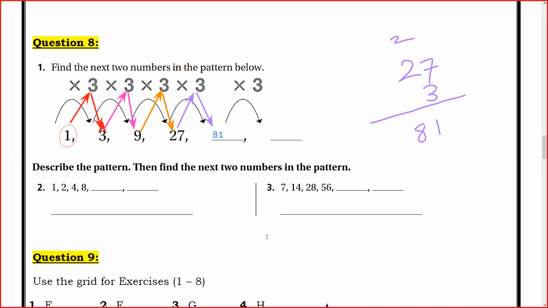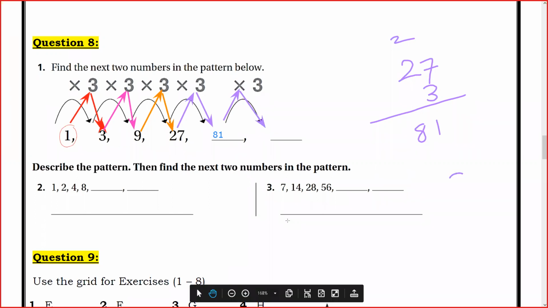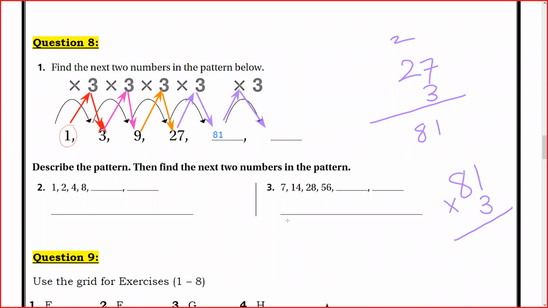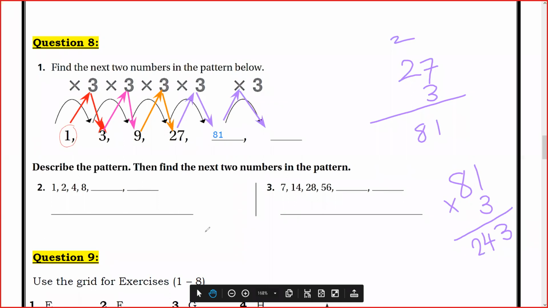Now then, 81 is multiplied by 3. So what will the answer be? Yeah, let's multiply it here. 81 times 3 is 3 times 1, 3. And 3 times 8, 243.